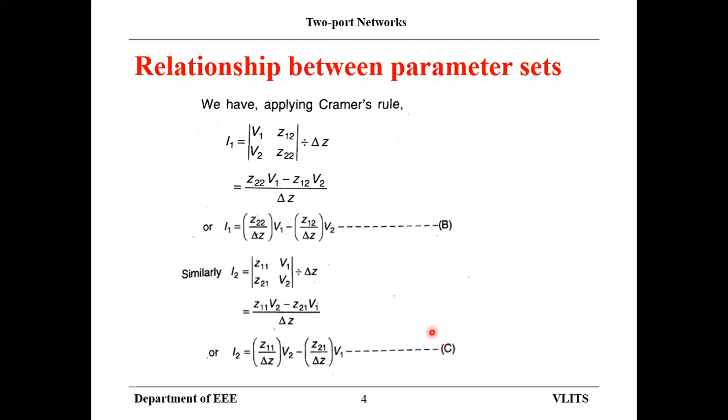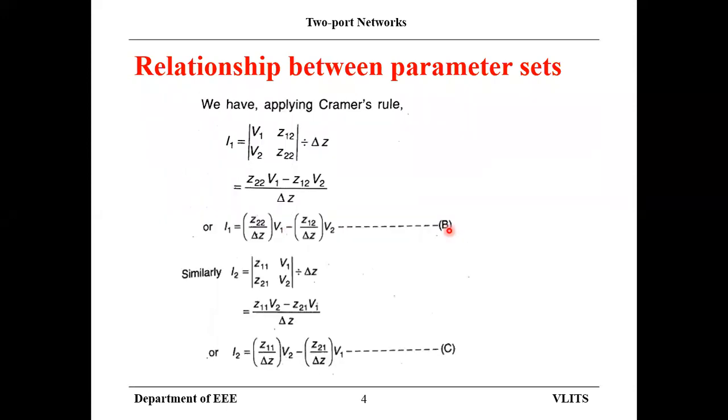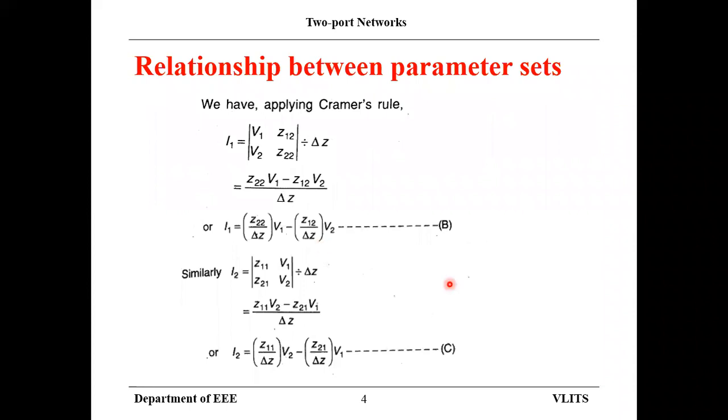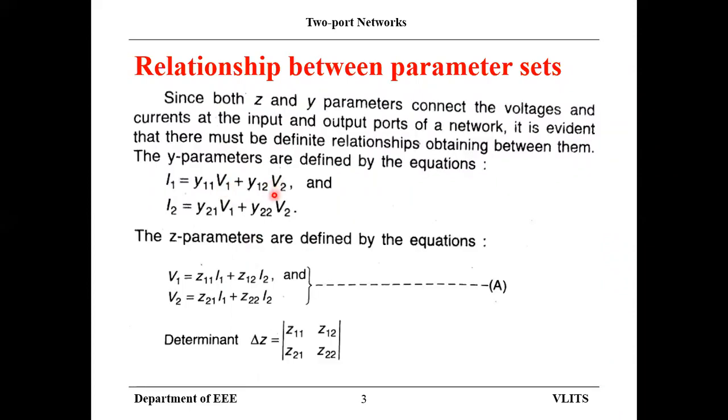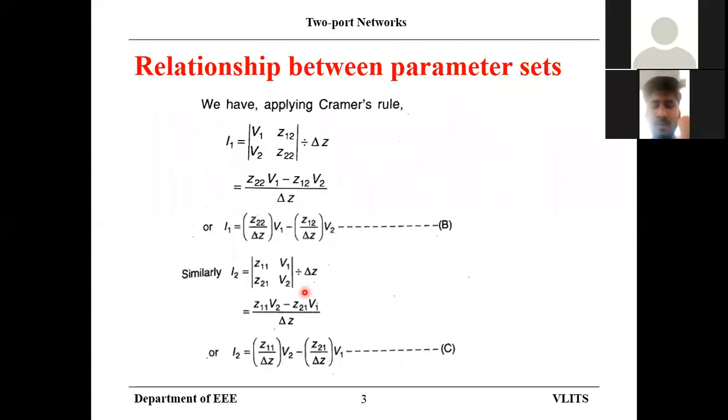If you observe, I1 is equal to Y11 V1 plus Y12 V2, and I2 is equal to Y21 V1 plus Y22 V2. Similarly, equations B and C also represent I1 and I2. So if you compare these two equations with B and C, the variables are again V1 and V2 in both.